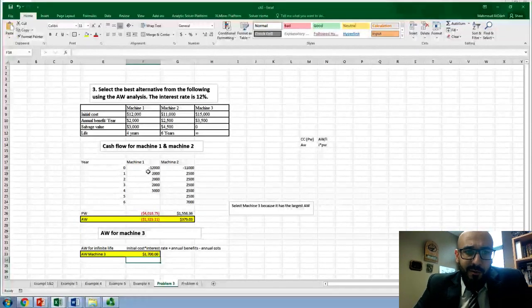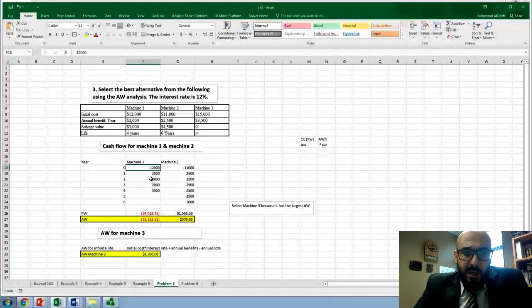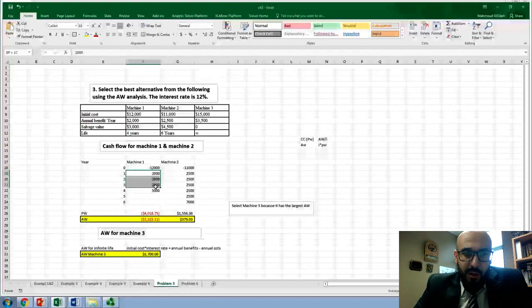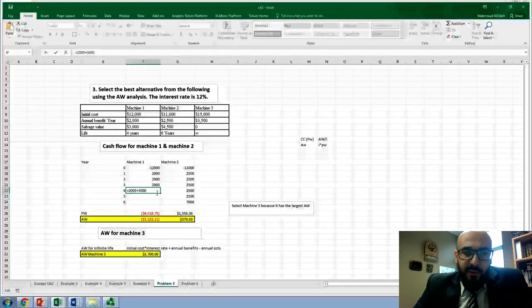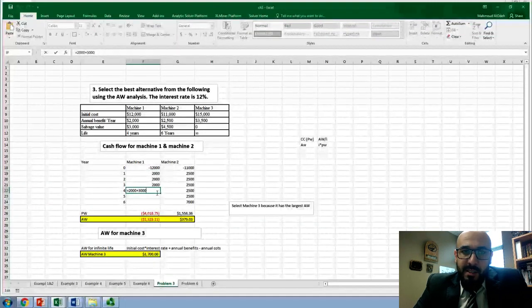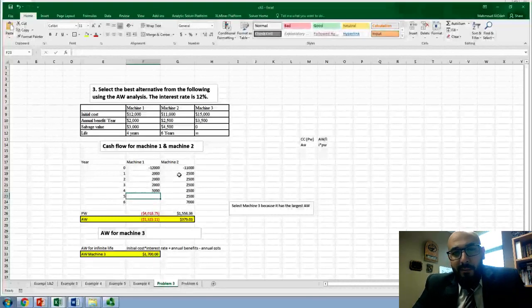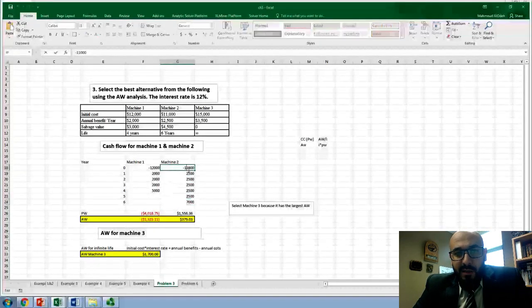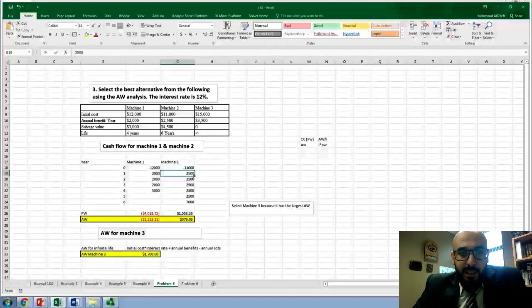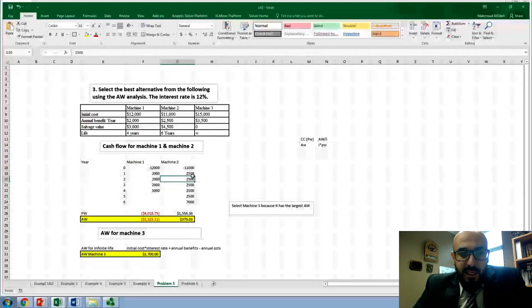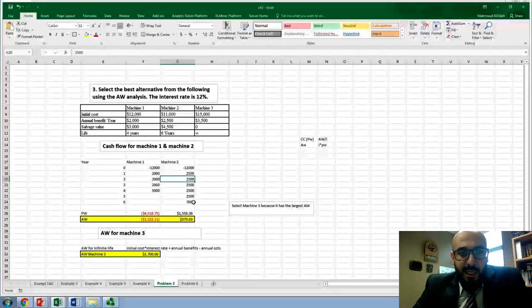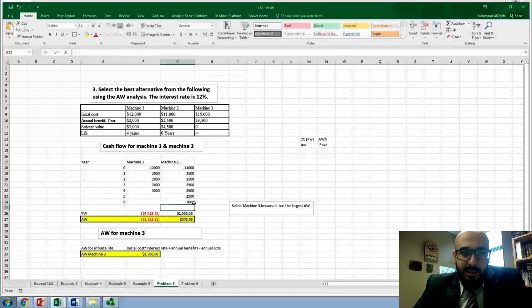So the cash flow for machine 1 would be 12,000 on year 0. And then after that would be $2,000 from year 1 all the way to year 4. In year 4 we add the salvage value of $3,000. That would be $5,000. Machine 2 starts with 11,000, the initial cost, and then we have $2,500 every year from year 1 all the way to year 6. And also in year 6 we have to consider the salvage value of $4,500.